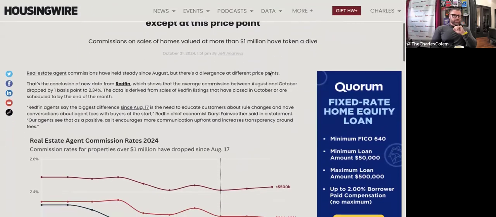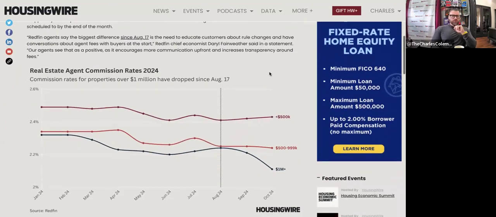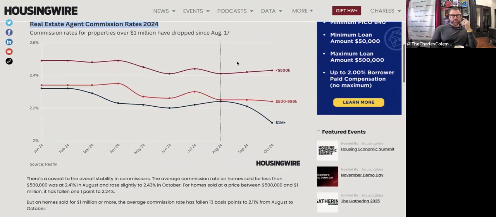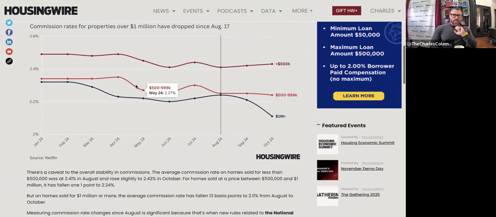And I did want to show you guys this as well. Looking at commission rates, here's real estate commissions for 2024. Commission rates for properties over $1 million have been dropping since the 17th of August. So cool, let's look at this. This is national data.